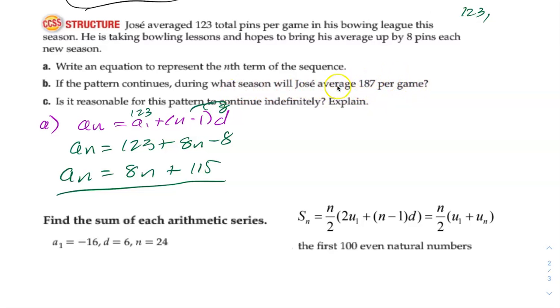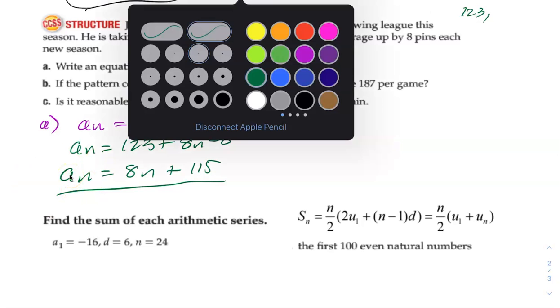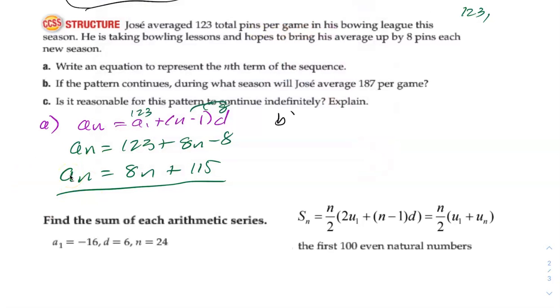So now they're saying, in what season do we average 187? So where do I plug in that 187? Is it for n or for an? Well, n is the season. The points per game is the term value. So I'm going to plug in 187 over here. We're going to solve. So for B, 187 equals 8n plus 115.